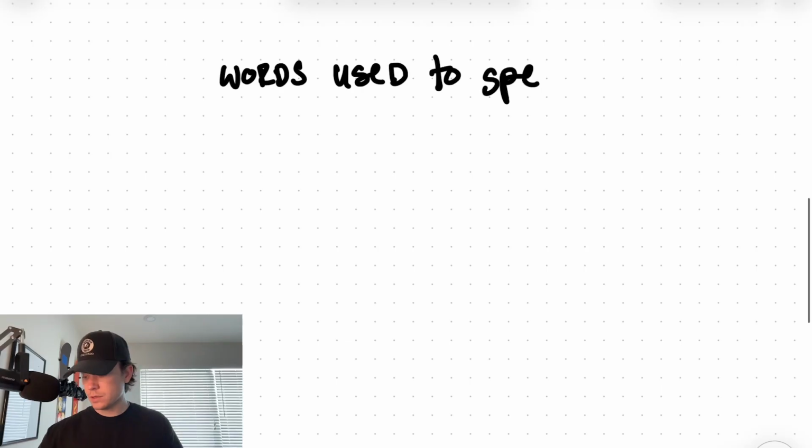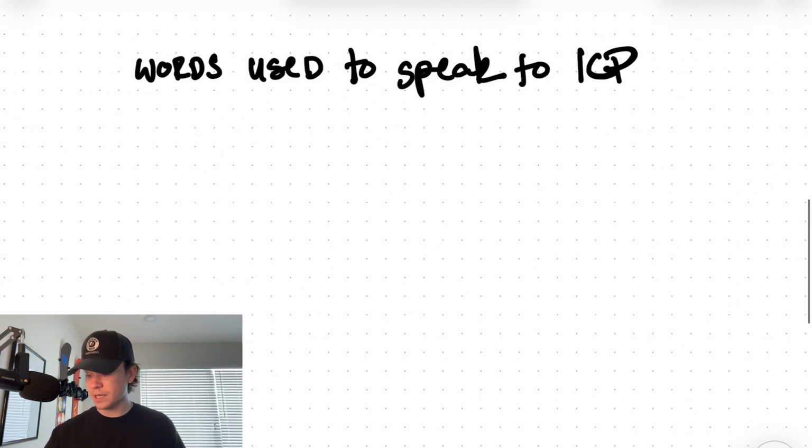In today's video, we're going to break down one of the most important topics in all of marketing, which are marketing angles. We're going to go through what they actually are, why marketing angles are important, and then how to go about finding them. So all that a marketing angle is are words used to speak to ICP. That's it. Very, very simply put.